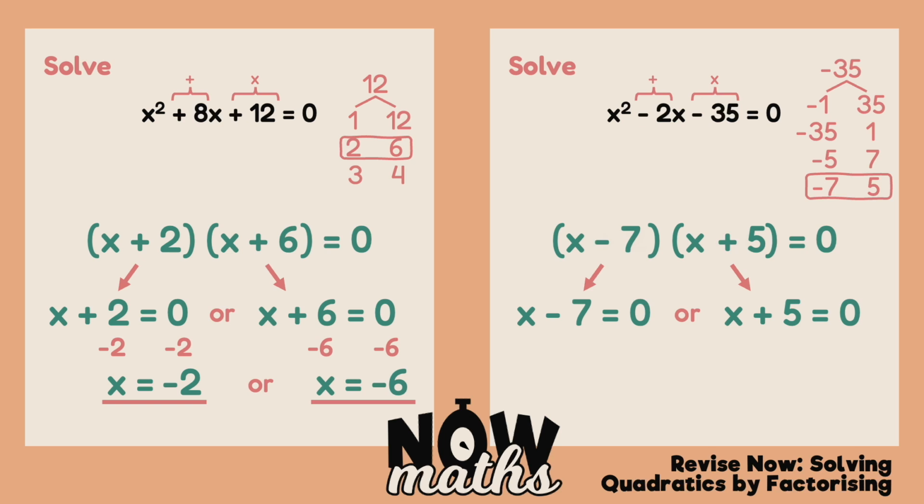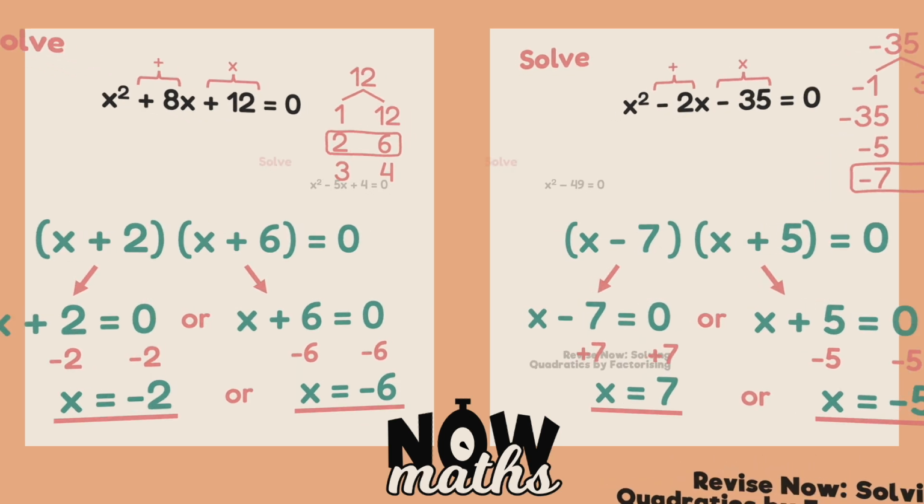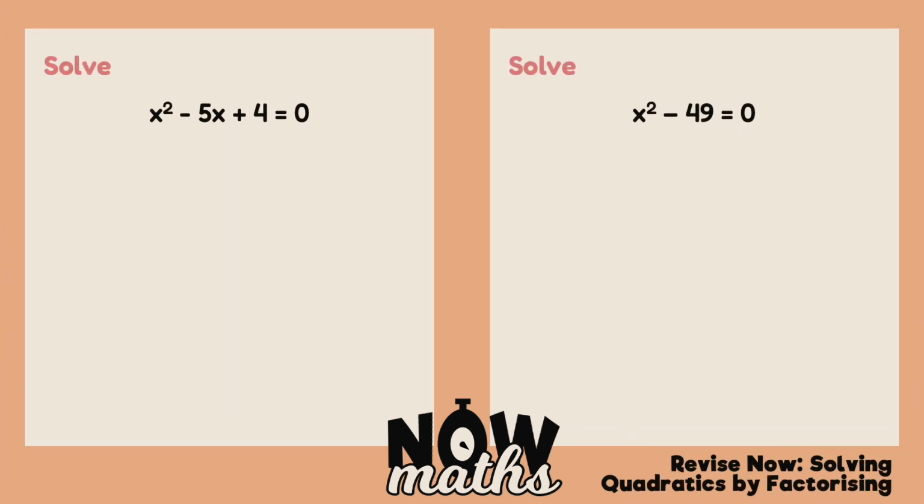Now solving each of these separately, for the one on the left we're going to add 7 to both sides to give us a solution of x equals 7, and for the one on the right we're going to subtract 5 from each side to give us a solution of x equals negative 5. So this quadratic equation has solutions of x equals 7 or x equals negative 5. Let's have a look at two more examples.